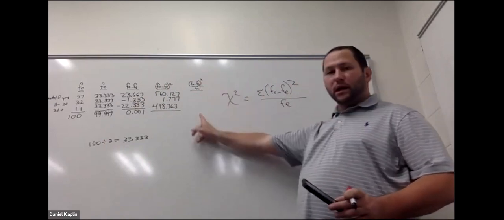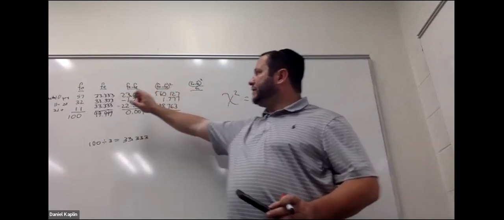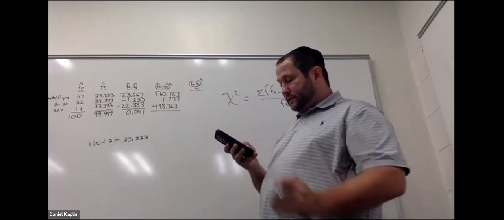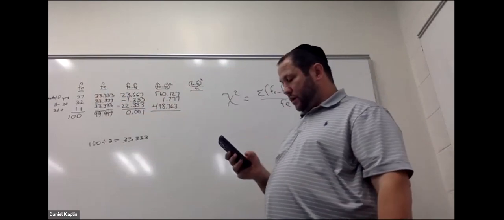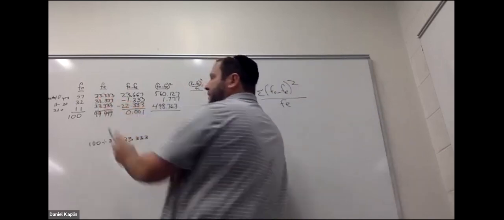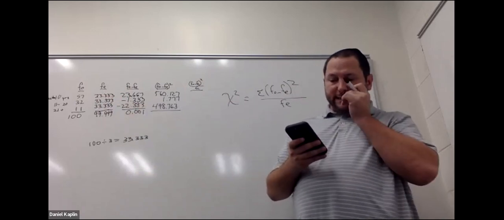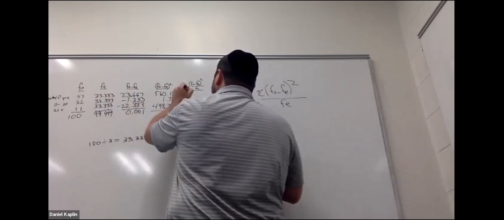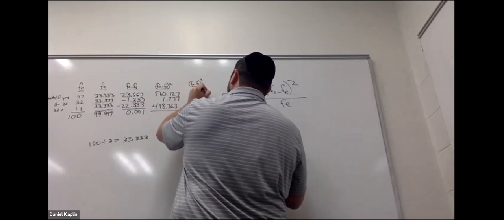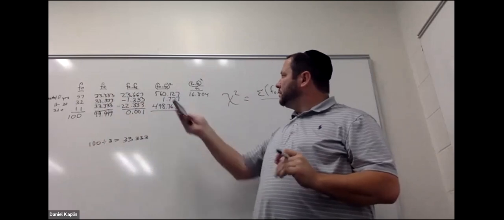So notice we have one more column. So I'm going to need to take these numbers here and divide by its respective expected frequency. So the first number was 560.127, and I'm going to divide that by its expected frequency of 33.333, and I'm going to get something that looks like this, 16.804.